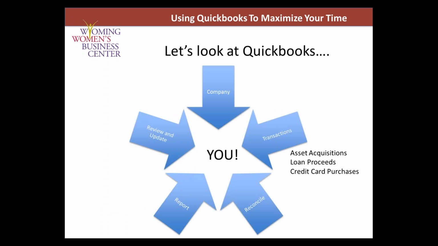Just like last time, I'm going to dive into QuickBooks from here. This is our little QuickBooks map that we used before. We've set up our company and we've been recording a lot of transactions, and today we're going to look at transactions that reflect asset acquisitions, if we were to take out a loan for purchases, or if we're doing credit card purchases. That's what we're going to dive into right now.